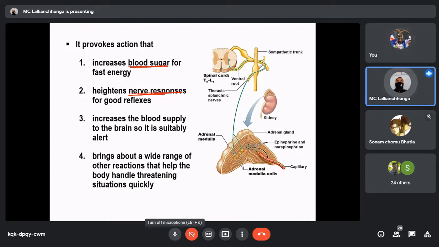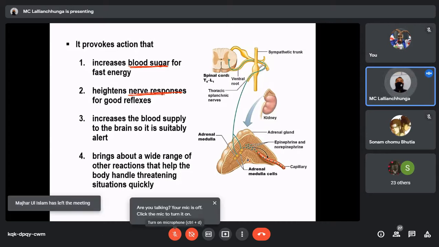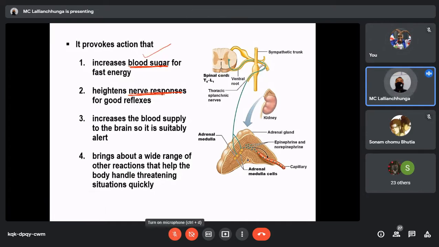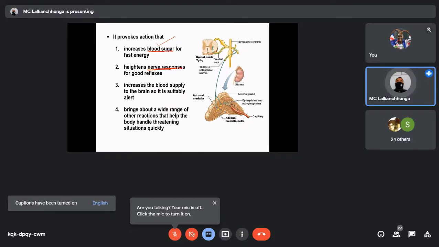So this is again the action of epinephrine. It will heighten your nerve responses for good reflexes. So you're preparing your body. That means you have to escape from that situation. The first one is increased energy. Maybe you have to run, and for that you need a sudden increase of energy. Another one is that your nerve responses to the situation will increase, so you'll be very, very alert.